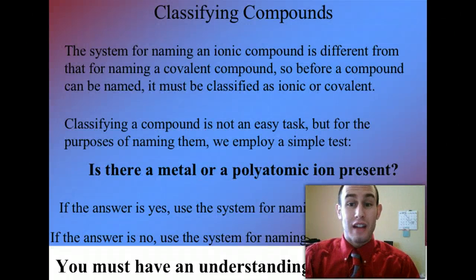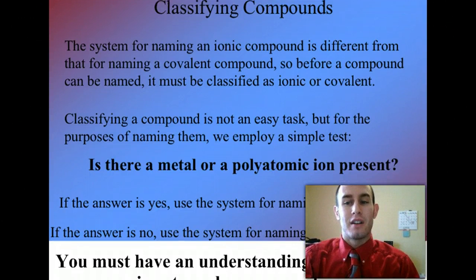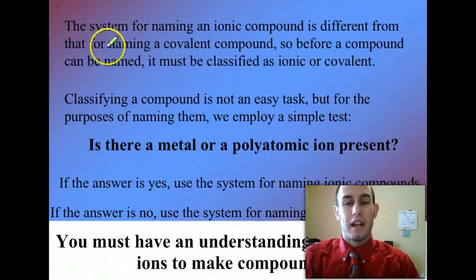Now I would like to look at how we classify compounds and name them. Don't write any of this down. I want to read over it. Maybe jot down a few important points. The system here for naming an ionic compound is different from naming a covalent compound. Before we name it, you have to know whether it's an ionic or a covalent compound.